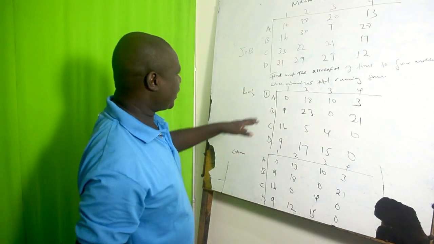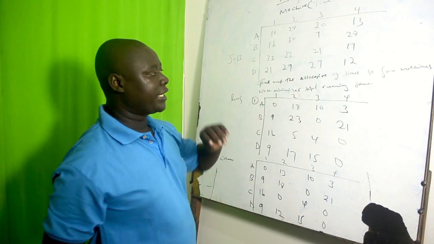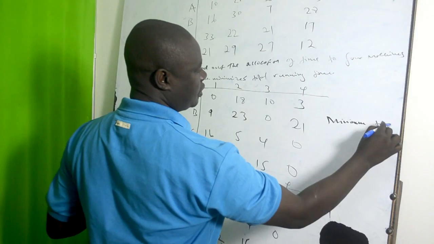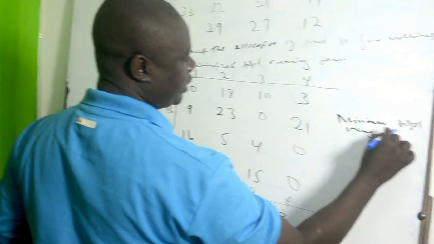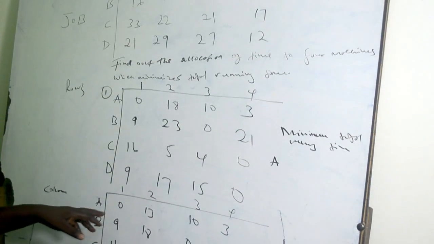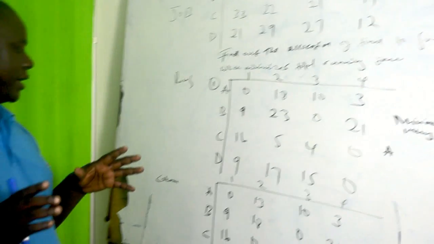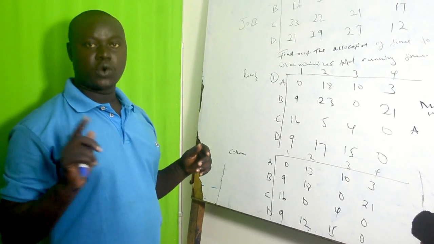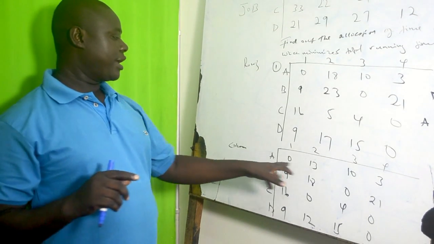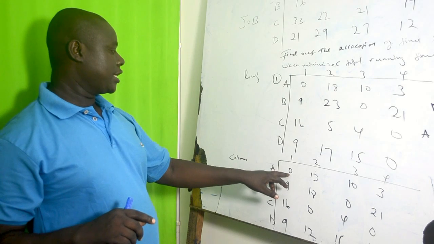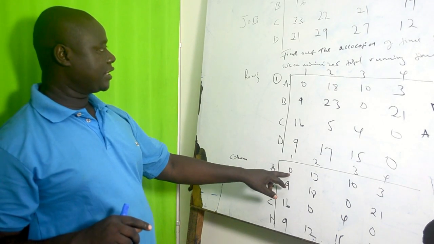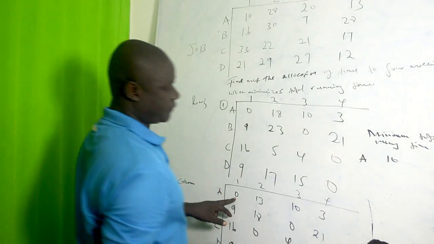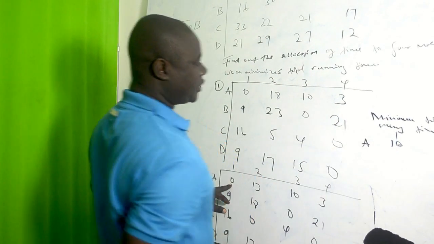Now, after doing that, we want to find out the minimum total running time. We start with A. For A, the minimum time is the time where the number is 0. So we are going to look at the columns where the numbers are 0. In this case, A, the first number is 0. So we look at what the original number was. The original number was 10. So it is 10.